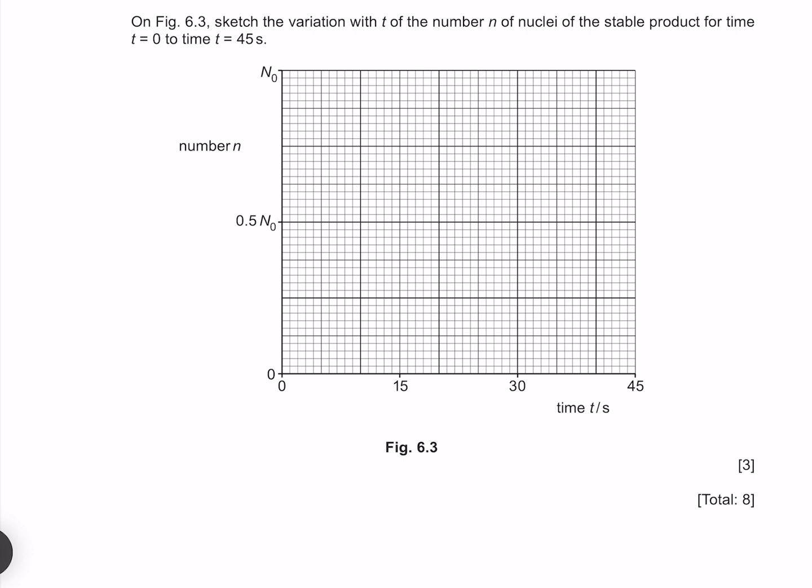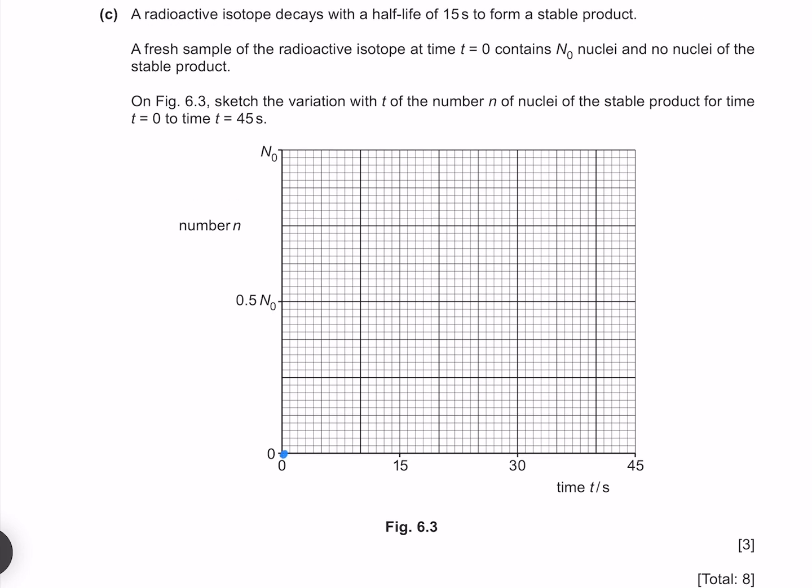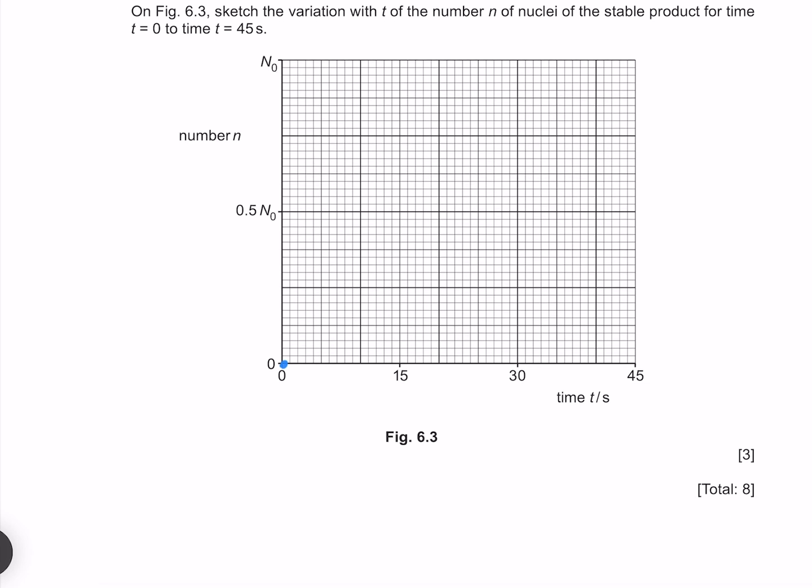Because this is the number of our stable product, at time equals 0, we're going to have 0. Because we have a half-life of 15, after 15 seconds, half of our nuclei will have decayed to our stable nuclei. So after 15 seconds, we're going to have 0.5 times N0. After another half-life of 15 seconds, half of the remaining nuclei will have decayed, adding their ranks to our stable nuclei. After another 15 seconds, we will once again gain half of the difference.